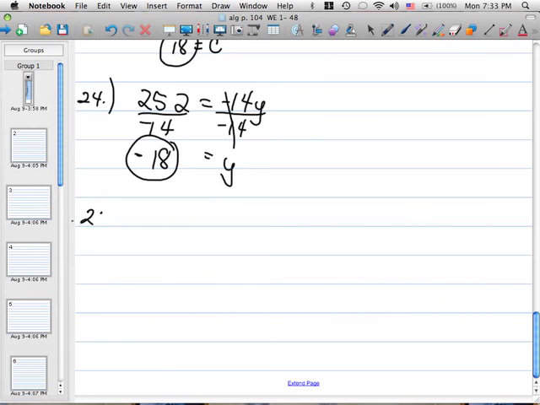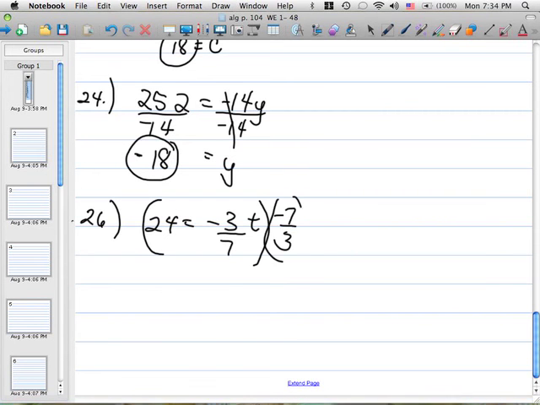Skip a line, number 26. 24 equals -3/7 t. To get t by itself, we're going to use the reciprocal of -3/7, which is -7/3. Reciprocals cancel, making 1, and 1 times t is t. Negative times positive is negative, and 3 goes into 24 8, so -7 times 8 is -56.